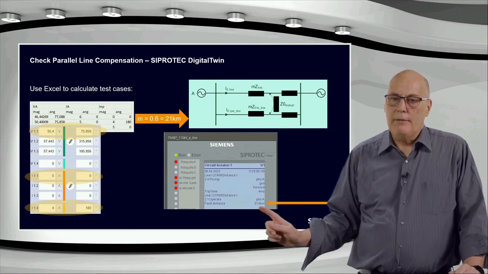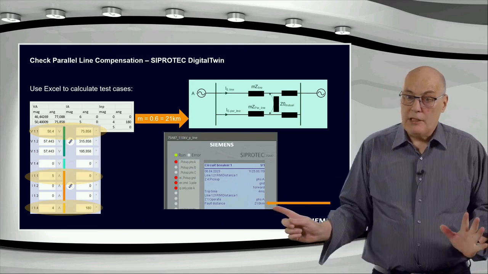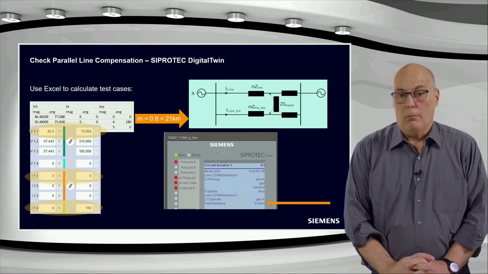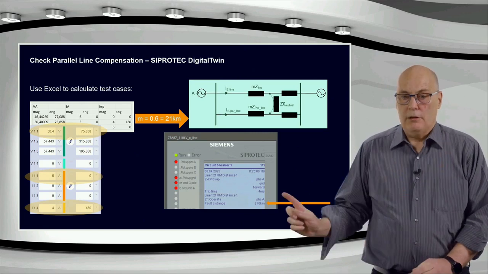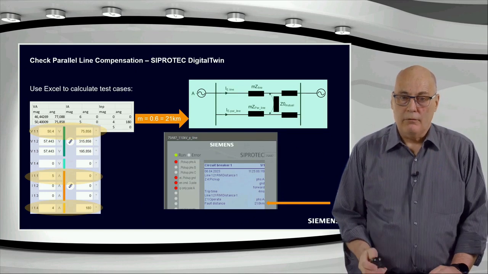And again, you can see the fault locator. Remember, this is the fault locator. It's not really distance protection, but the fault location and the distance protection are both using the compensation at this point. So at least the fault location indicates that we have done everything correctly for that test.